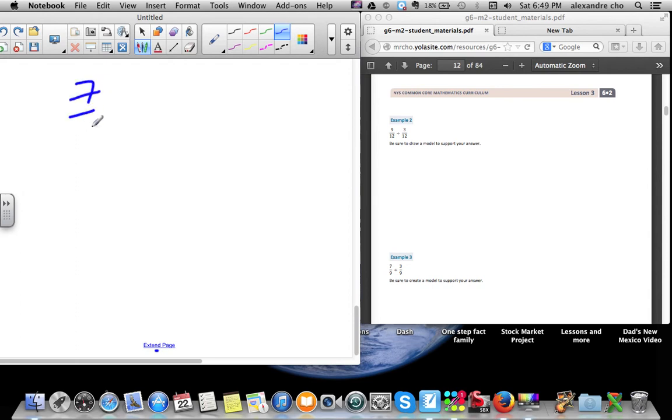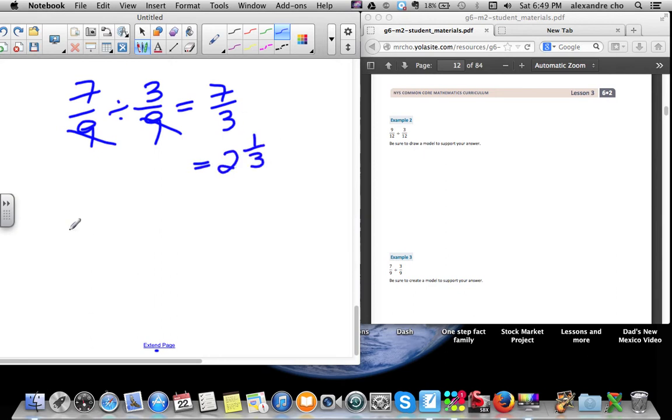7 over 9 divided by 3 over 9. And again, when the denominators are the same, you can actually do this. And this problem becomes 7 divided by 3, or if you change to a mixed number, 2 and 1/3. Okay, and I'll prove it again.